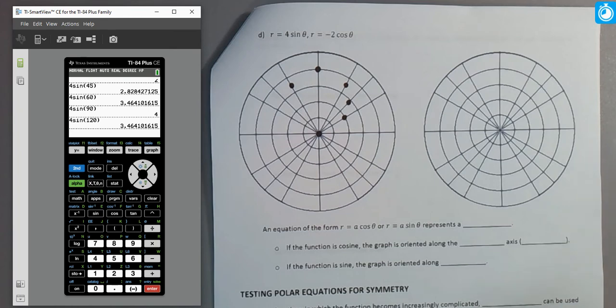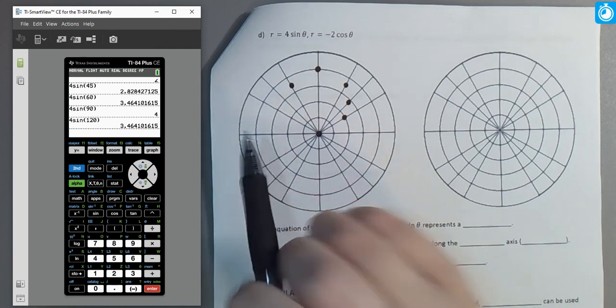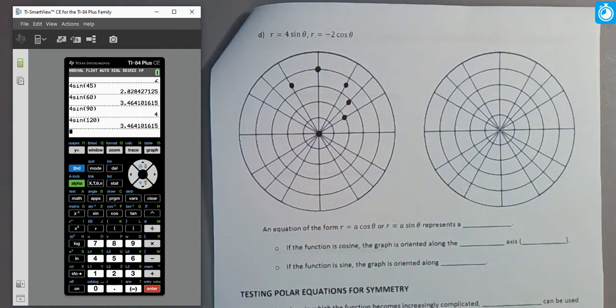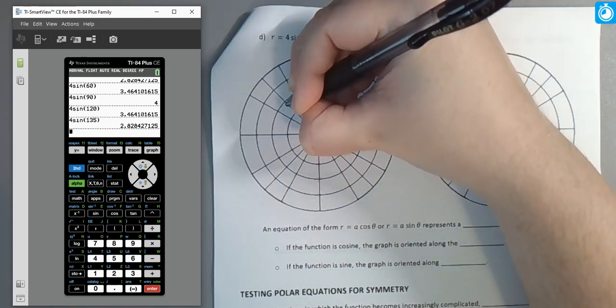That would take us to, what would that be? 90 plus 45 would be 135. So 4 times the sine of 135 degrees. And again, notice we get a repeated value. So about 2.8. So somewhere like that.